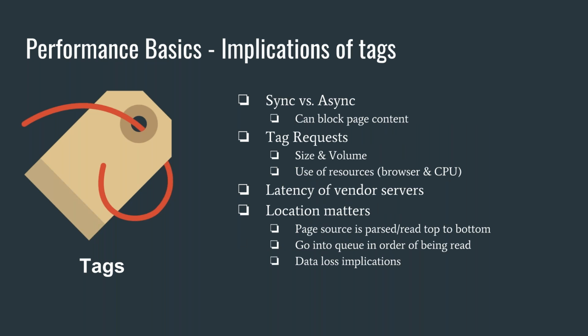We kind of touched on this, but just to reiterate, sync versus async, again, synchronous can block page content, tag requests, the use of the resources, both in the browser end, as well as CPU, having the effect of clogging those pipes, if you will. Latency of vendor servers, just touched on. And then again, location matters. And I really want to drive this home. The page source is parsed, the code on the page is parsed or read from top to bottom. So the lower in that a particular tag is loading, the later it is to go into the queue in order of being sent, in order of being executed by the browser.